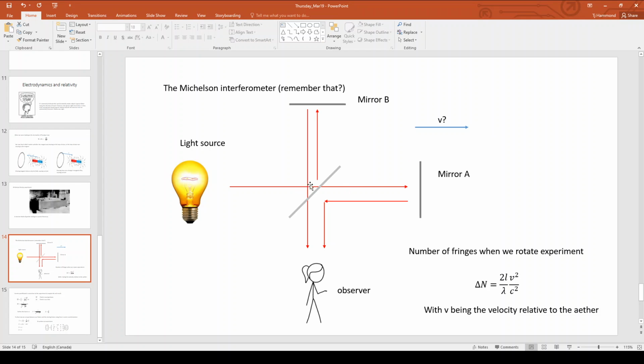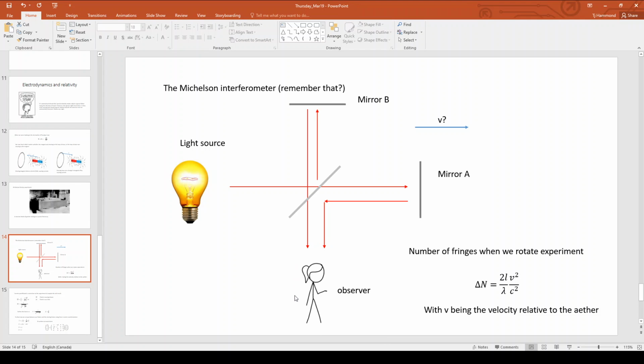So in one instance, we have it that this Michelson interferometer is moving in this direction relative to the ether. We have no idea if that's right or not, but we'll just guess that this is true. And then we can rotate this whole thing so that instead mirror A is up here, the light source is here, your observer is over there. But then that changes which mirror is going with the ether and which one's going orthogonal to the ether.